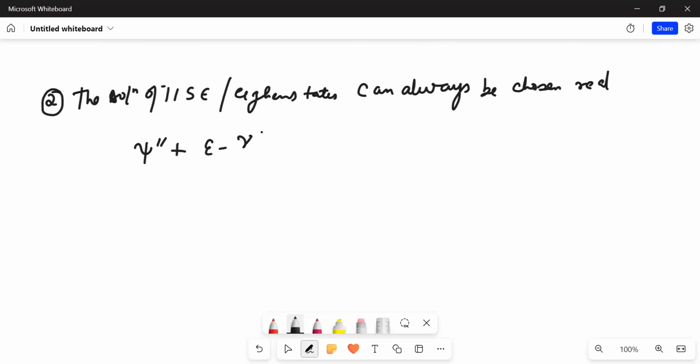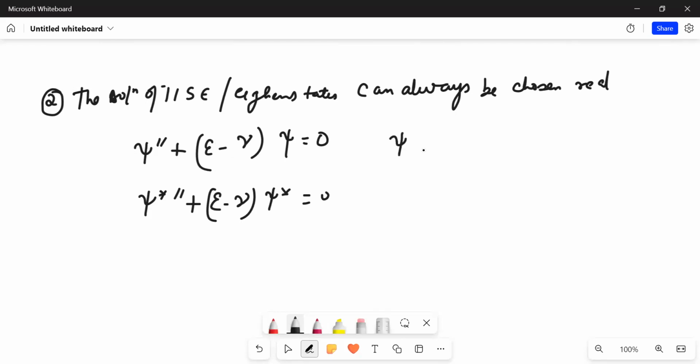So let's say that is psi, the solution of the equation. Also understand that if psi satisfies this, then psi star should also satisfy this, and clearly both satisfy the Schrödinger equation for the same energy. So clearly, this psi and psi star both form a degenerate solution.